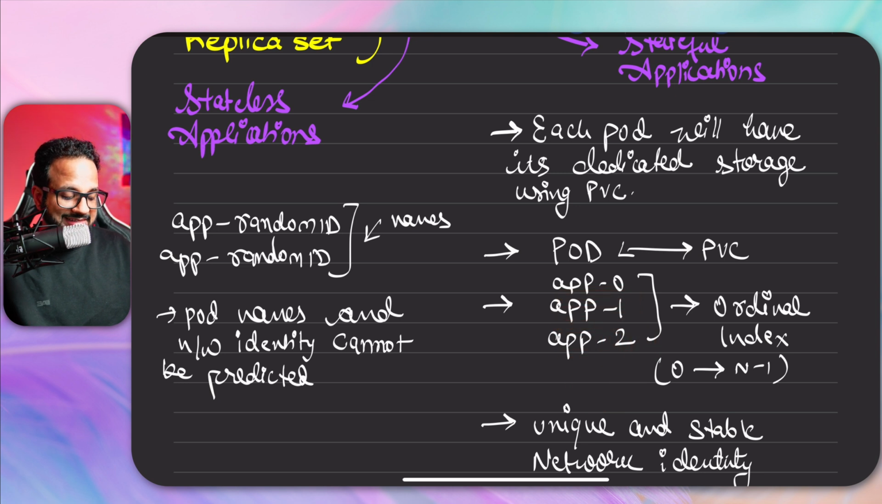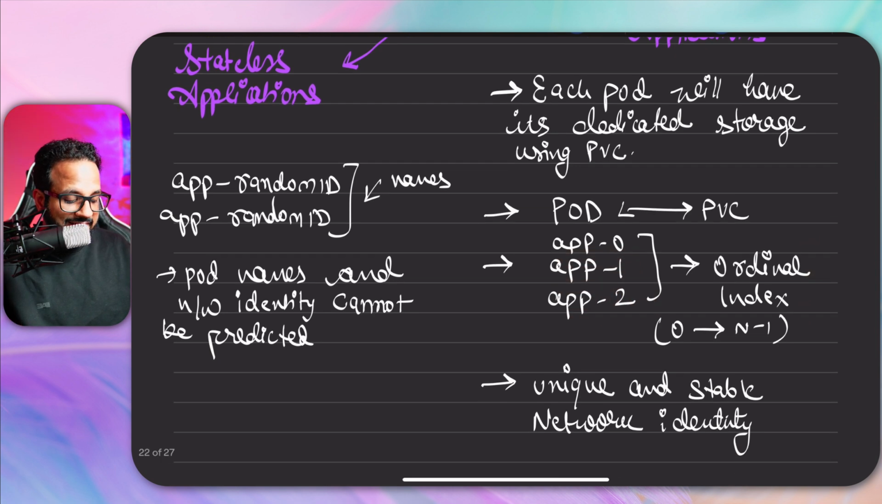In this way, the pods are created with the help of ordinal index, and it provides you a unique and stable network identity. This network identity you can predict in advance. So you can use the hostname, like this particular pod will be exposed on this particular hostname, app hyphen 0. In deployment, we cannot predict it. The reason why it follows ordinal index is because the pods are created and deleted in the same order of their naming convention.